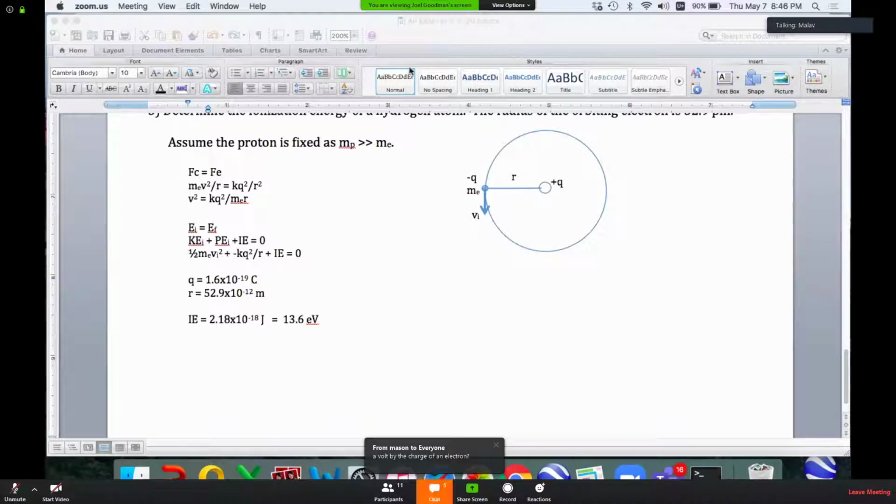Isn't it 2.61 times 10 to the negative 19? No. Yes, I assume this is Mason still telling me stuff. He says it's a volt, 1 volt, times the charge of an electron. That's an electron volt.